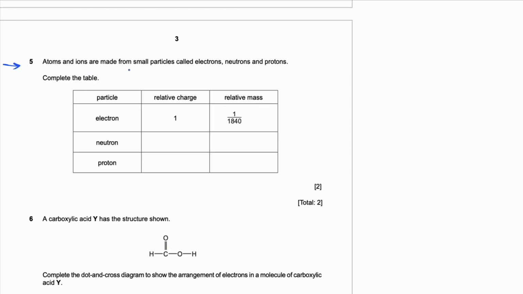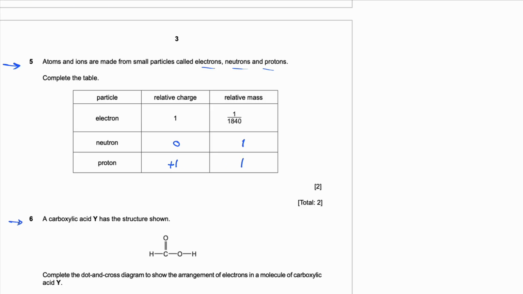Next question. Question 5. Atoms and ions are made of small particles called electrons, neutrons, and protons. Complete the table. A neutron has a relative charge of 0, while it has a relative mass of 1. A proton has a relative charge of positive 1, while it has a relative mass of 1.